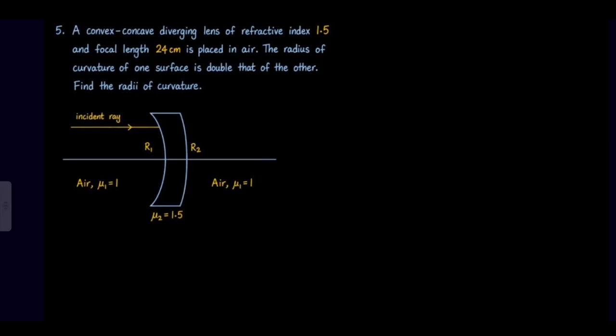A convex or concave diverging lens of refractive index is given as 1.5. Focal length is given as 24 centimeters in air. The radius of curvature of one surface is double that of the other. Find the radius.